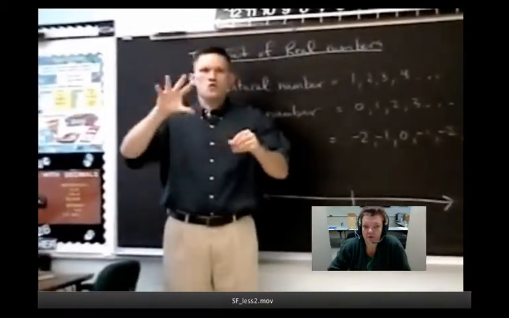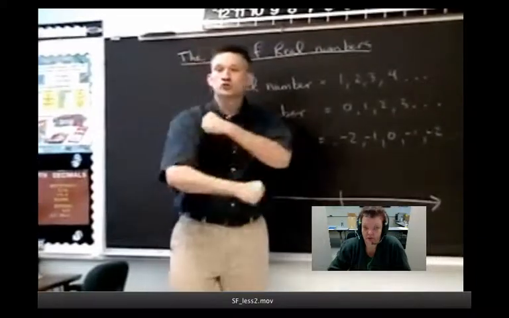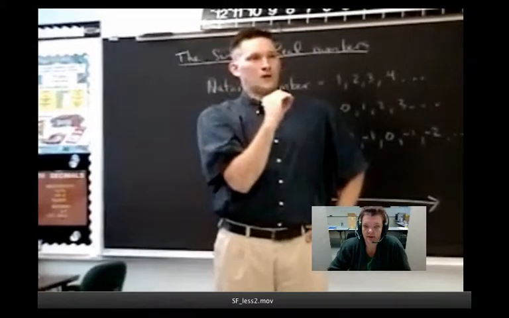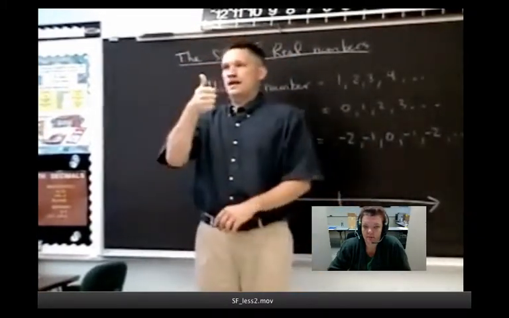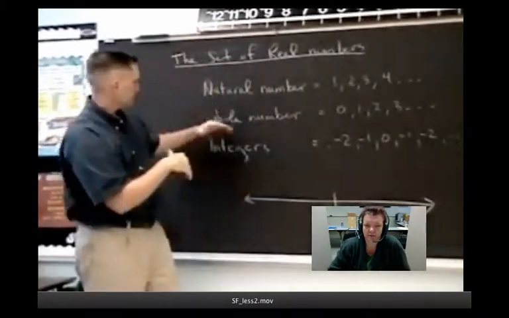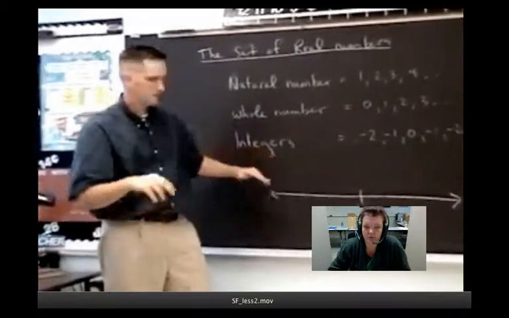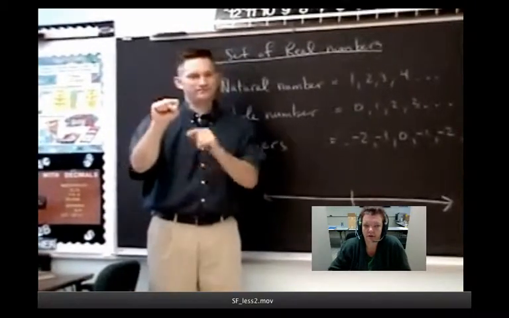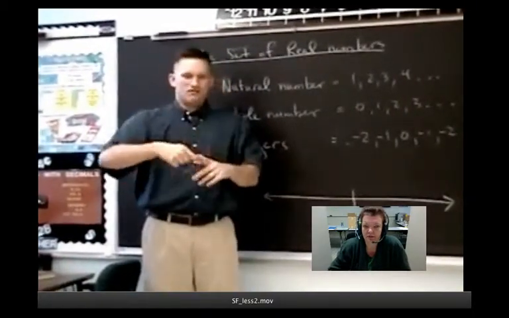Whole numbers include 0. A good example of this is like when you're getting older, saying 10 years old.